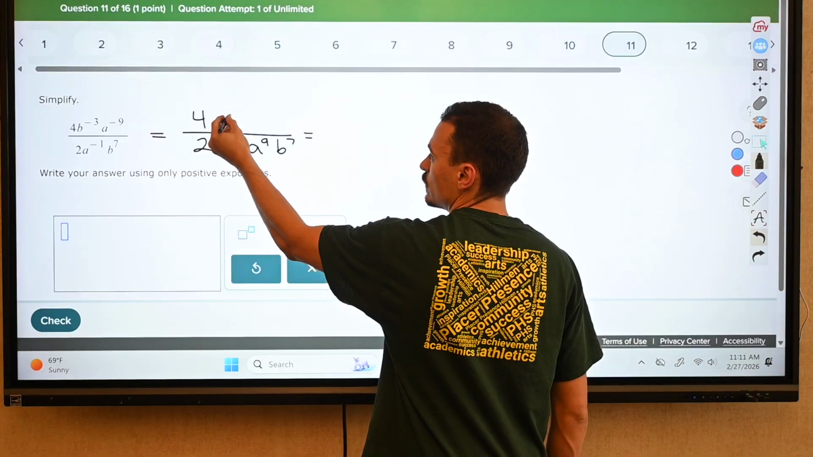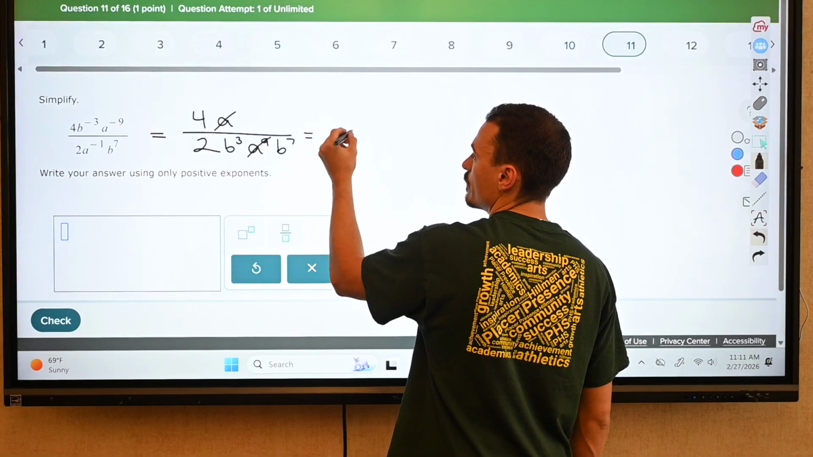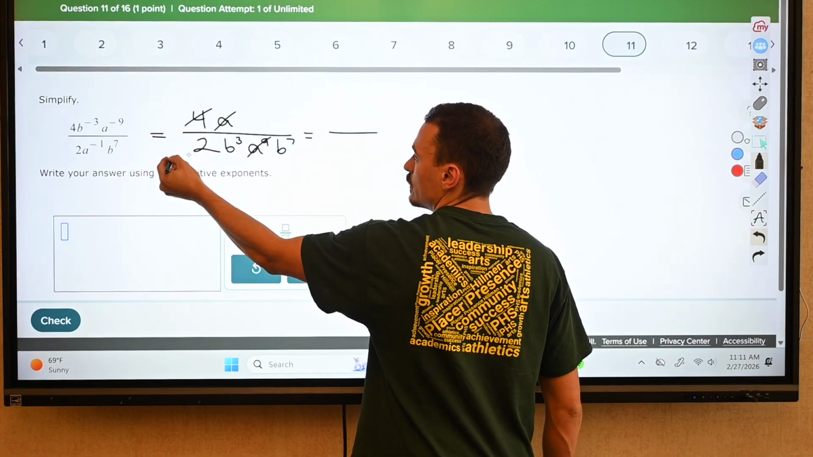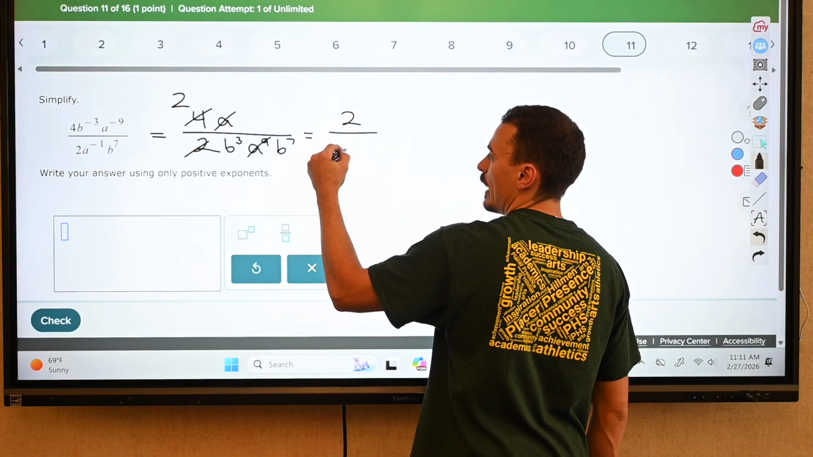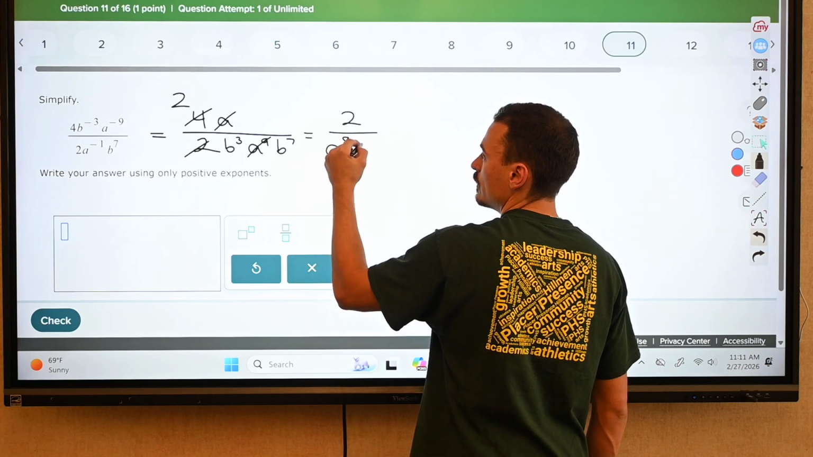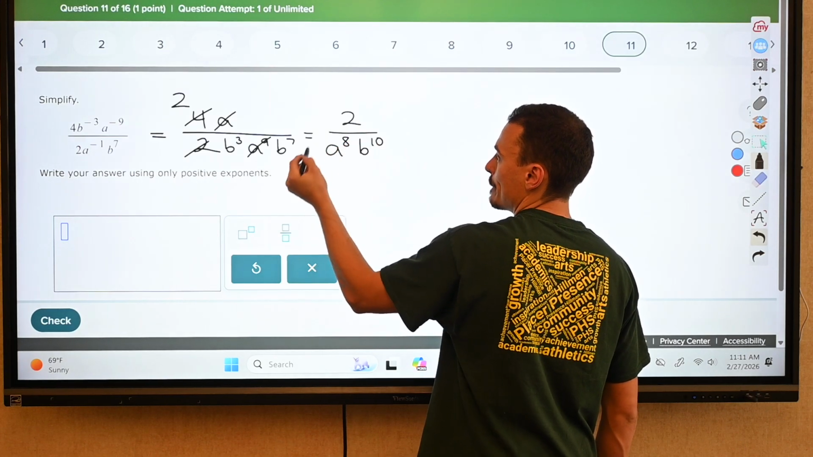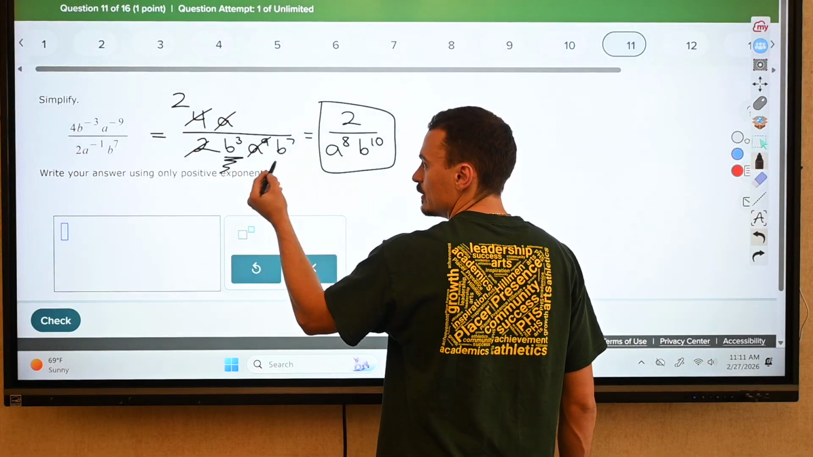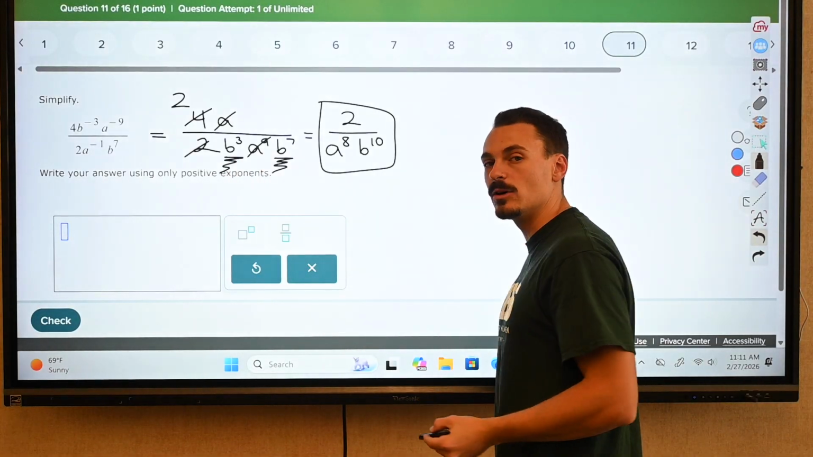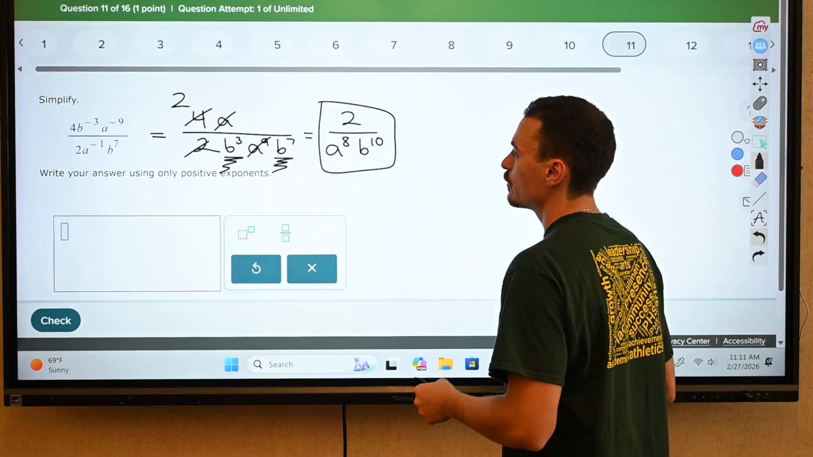So now these cancel to get 8 on the bottom. These cancel to get 2 on top. So we get 2 over a to the 8, b to the 10. If you're confused about that part, you have 3 b's here, 7 b's here, makes 10 b's total. That's the product rule.